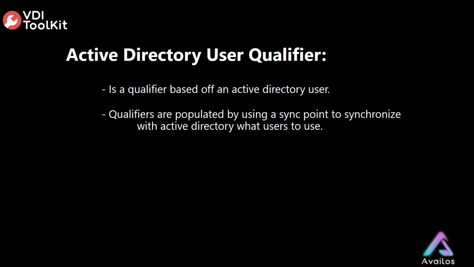So what does that mean? Basically, if we had a rule and we wanted it to only apply to a certain user, we could use the Active Directory user qualifier to ensure that that rule only applied to that user. These qualifiers are populated using what's called a sync point to synchronize with Active Directory what users to use. And you can use distinguished names of organizational units and actually only synchronize certain Active Directory users out of your environment if you want, or you can sync them all.